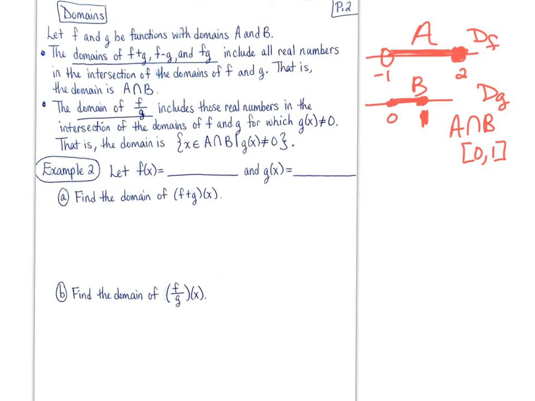Example 2, we're going to let f of x be equal to 8x minus 9, and g of x is going to be equal to the square root of 2x minus 1. For this problem, it suffices for us to know the domain of f of x and the domain of g of x, okay? Because we have to find the domain of f plus g of x, which by this first bullet says it includes all real numbers in the intersection of the domains of f and g. Okay? So the domain of f of x is what?